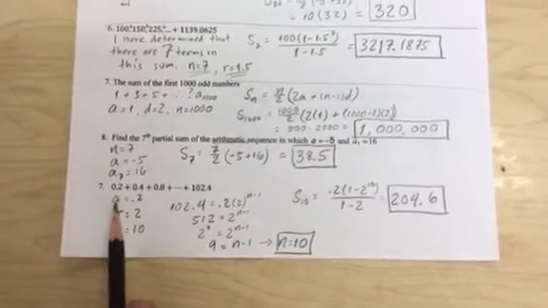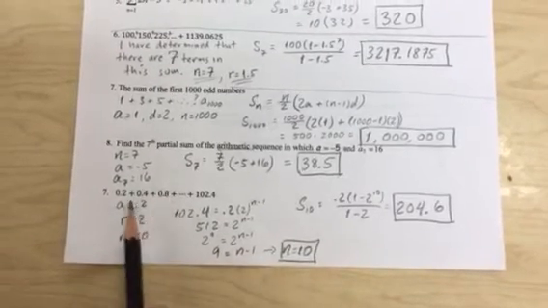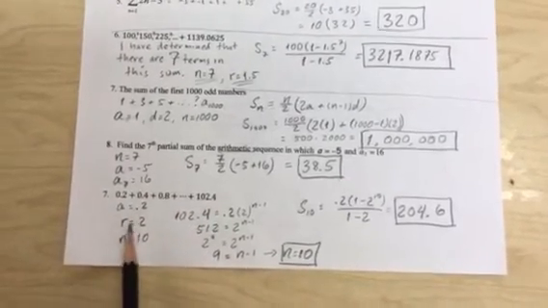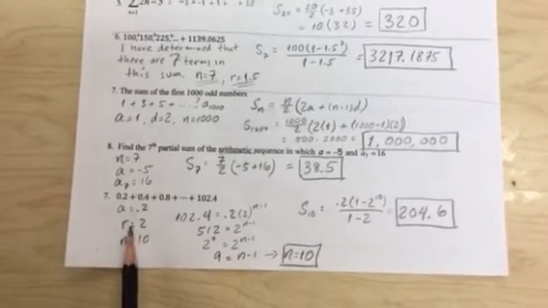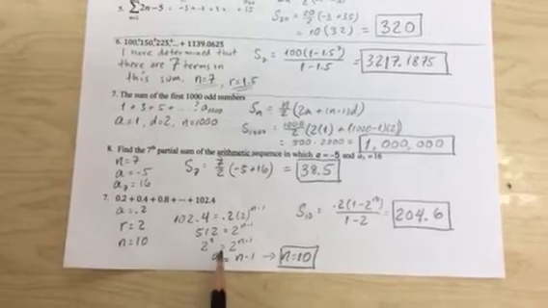Next sum here. Our first term is 0.2, next term is 0.4, then 0.8, so we're doubling each term. So our common ratio is 2, and you can figure out that n equals 10.